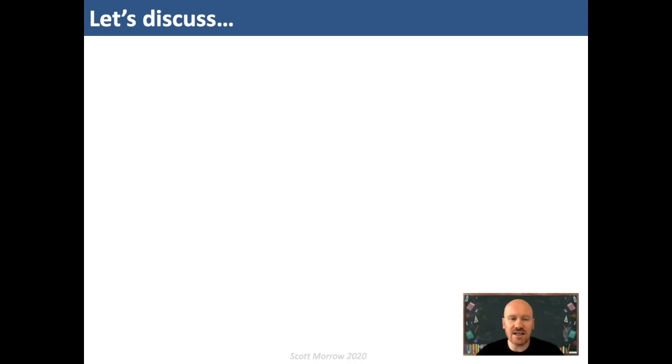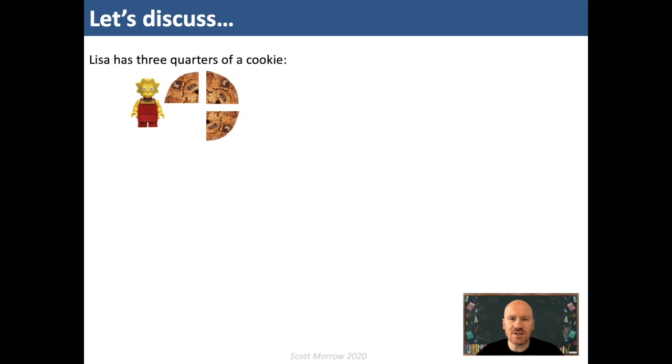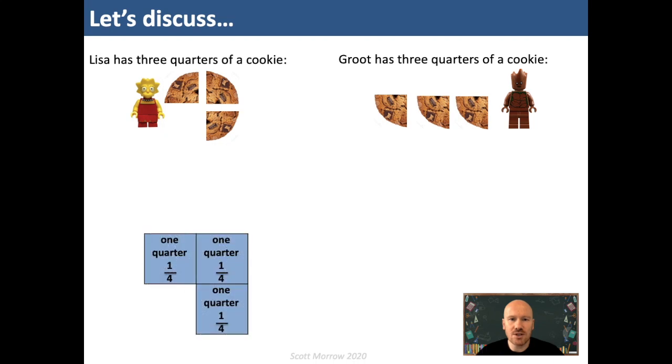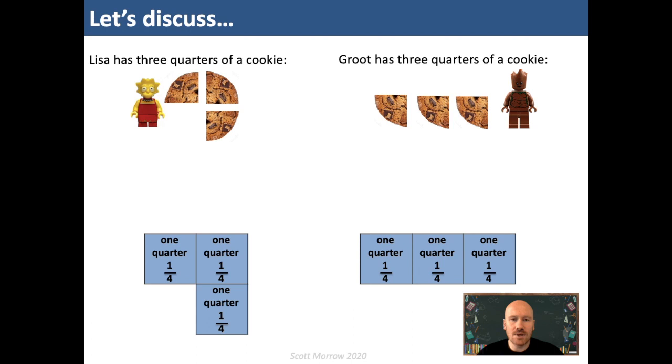Let's have a look at that second problem. Lisa has 3/4 of a cookie, Groot has 3/4 of a cookie, and once again we want to know how much they've got altogether. So let's use our fraction cards to represent Lisa's quarters, and 3 more quarters to represent Groot's cookies. 3/4 plus 3/4 is 6/4, so we can say that they've got 6 quarter cookies altogether.